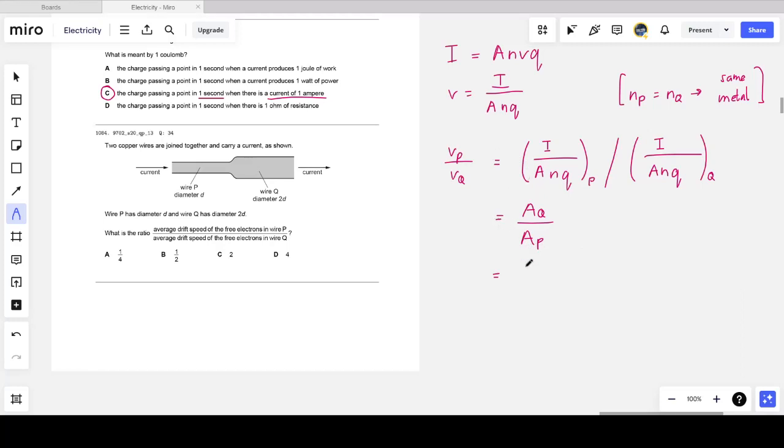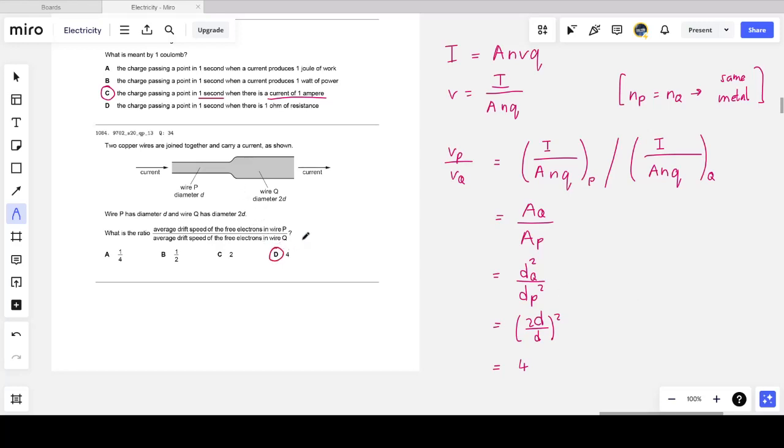Those are constants. And so what this means is that I have the diameter of Q squared divided by the diameter of P squared. And they already told us, P has a diameter D, Q has a diameter 2D. So this is 2D squared over D squared, or 2D over D, all squared, which the D's cancel, leaves me with 4. So I double the diameter and I quarter the drift speed. So if the diameter is halved, then the drift speed increases by a factor of 4. And this corresponds with option D.